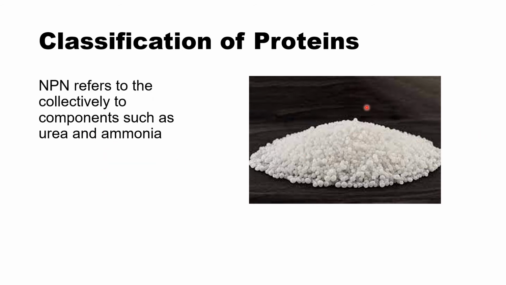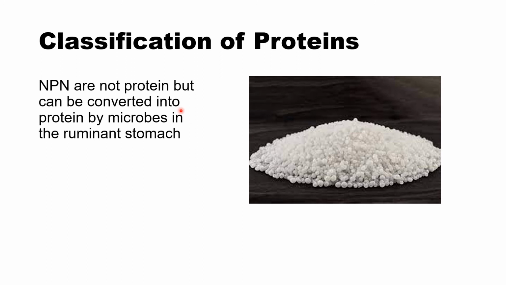So, yung NPN refers collectively to the components such as yung urea and ammonia. So, yun yung best examples for NPN na tinatawag natin. Yun yung urea at saka ammonia. So, NPN are not protein but can be converted into protein by microbes in the ruminant stomach. So, yun, like for example, the urea and the ammonia. So, it is associated or it is important on the diet of the animal.